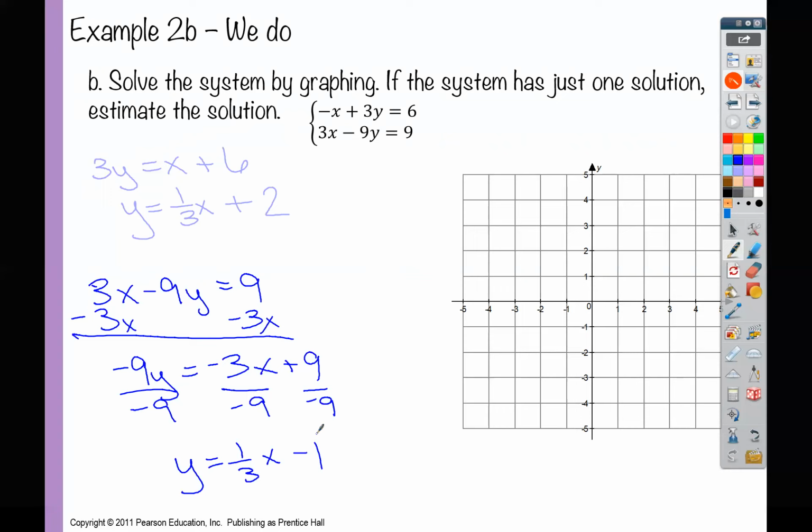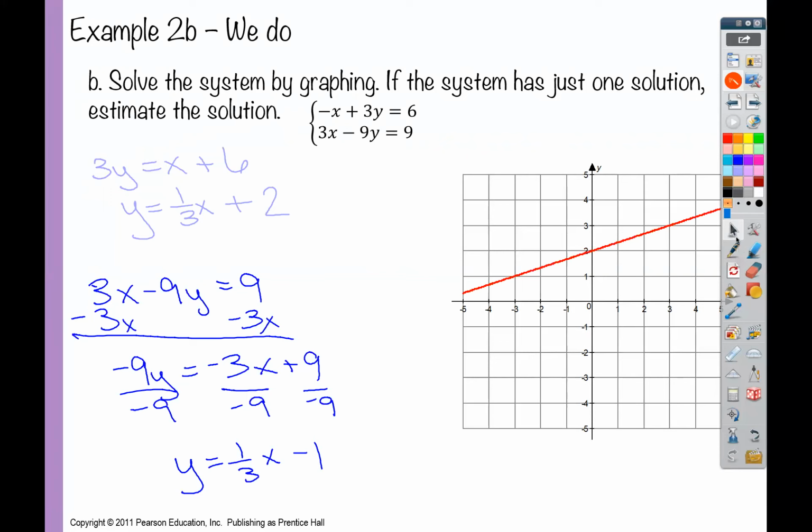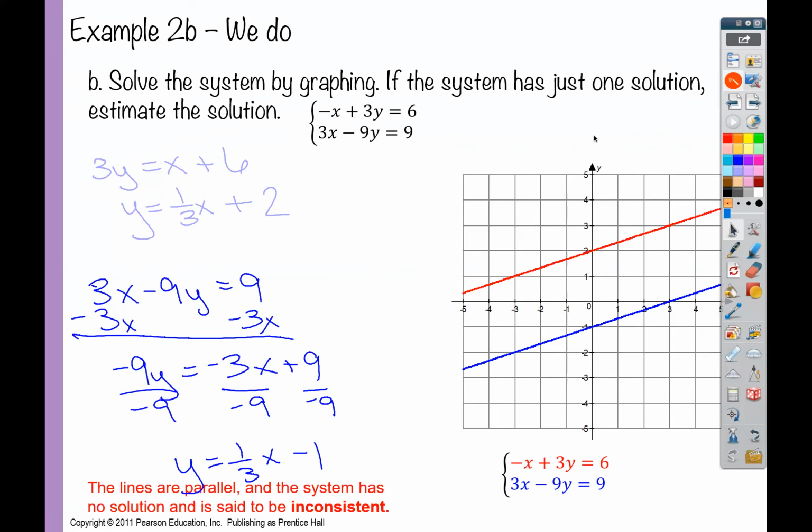Now, if I graph those, you will see that they are parallel lines. So if the solution is where they touch, and parallel lines never touch, then there is no solution. And the system is said to be inconsistent because it has no solution.